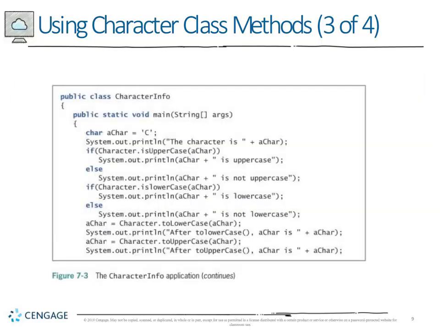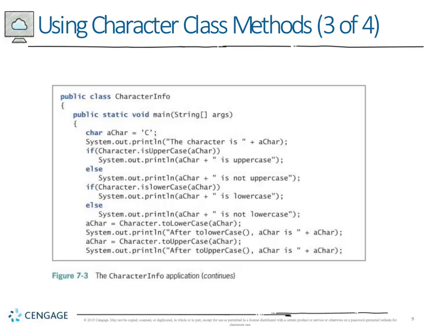This example illustrates how to use those class methods. We know class methods are not associated with an object, right? So when we use them, we don't create an object. We just call the class name, then the dot, then the method name. So in this example, we have a public class CharacterInfo, and in the method main, we first have a char called aChar. The value is a capital C.